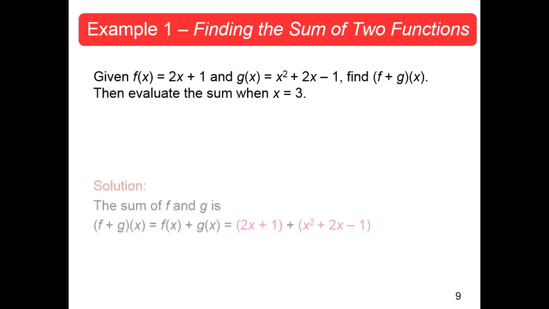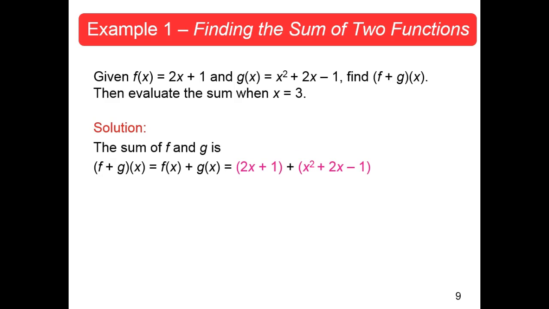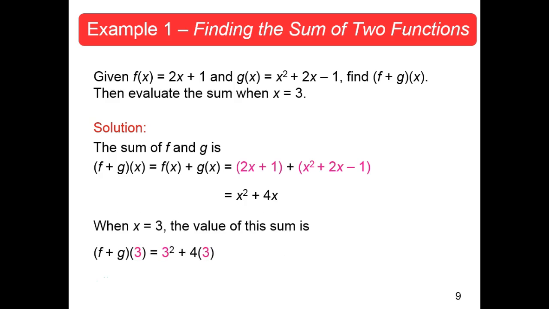Let's see how they do the problem. So they rewrite the problem. F plus g of x is f of x with g of x, which is exactly what we had. And they do put the parentheses in there, in pink or red or something, so you can see that's f, that's g. You're adding them together. So you just combine like terms, and they did it like that. Same thing we got. Now that's f plus g of x. F plus g of 3 would be 3 squared plus 4 times 3, and that would be 21. Good deal. Any questions?